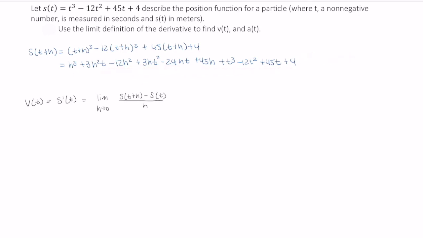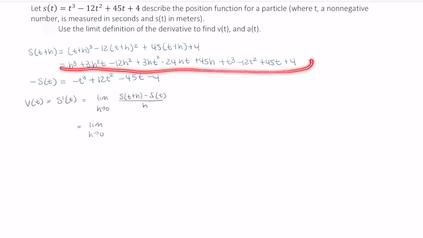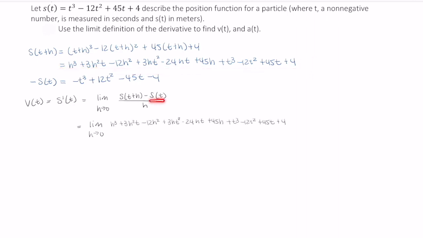Next, what is negative s of t? And that comes from here. That's equal to negative t cubed plus 12t squared minus 45t minus 4. So right here's negative s of t. So now let's put this together. This is the limit as h approaches 0 of this entire quantity here minus s of t, which we have right here, and all of this divided by h.